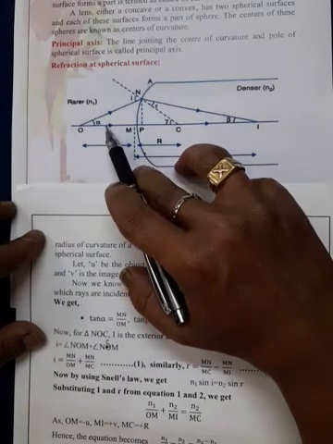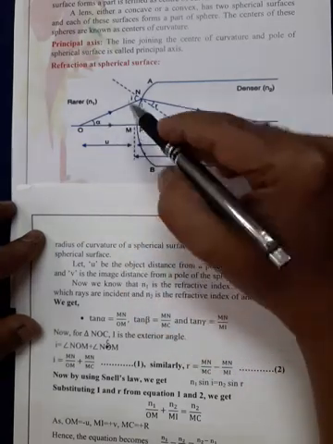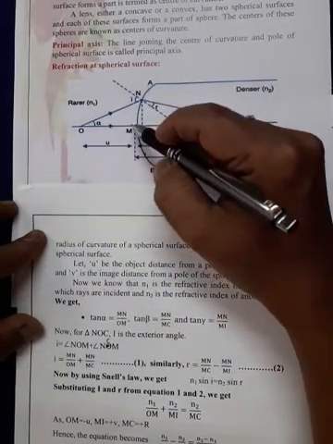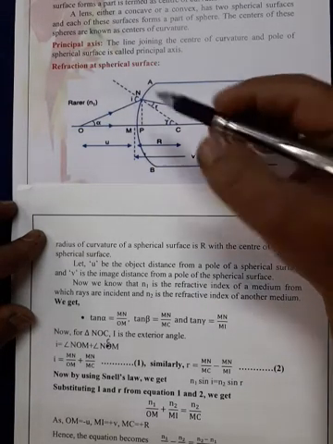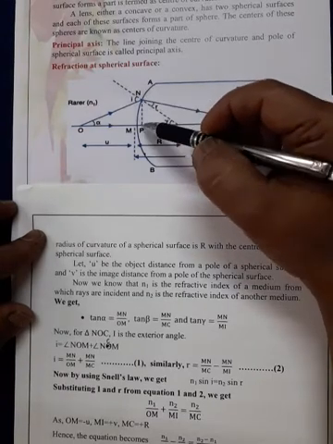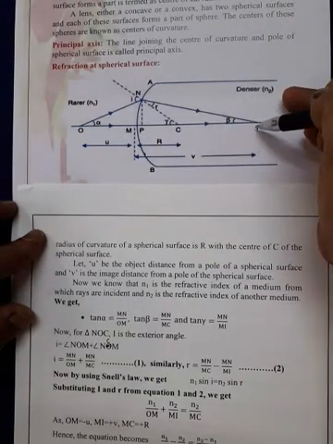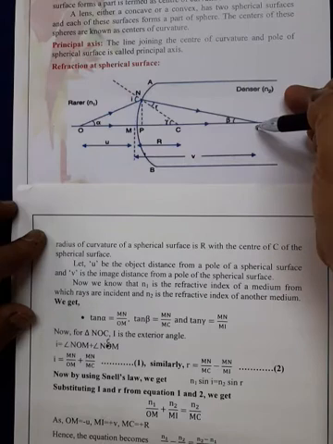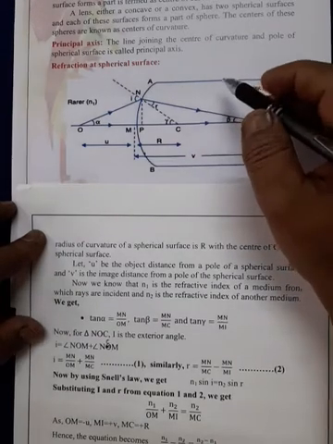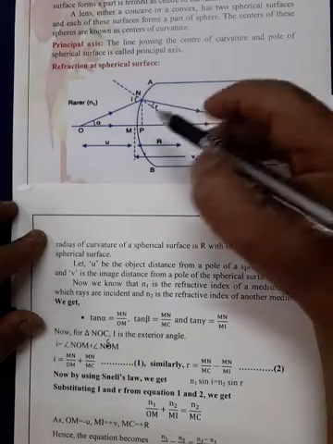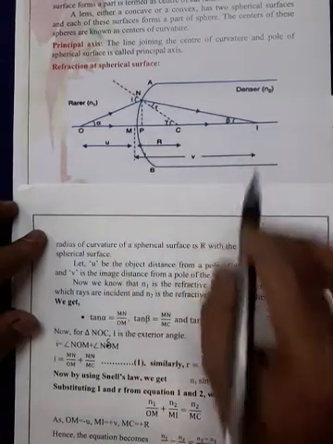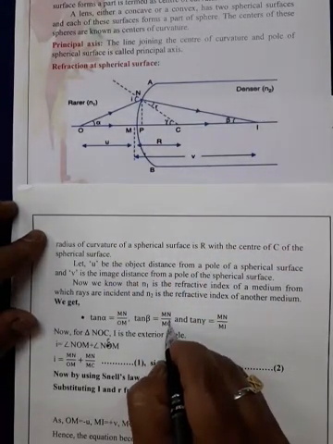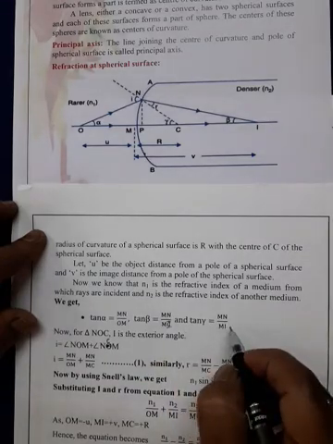This is nothing but alpha. Then the tan alpha is nothing but Mn by Om. In the same way, tan of beta becomes Mn by Mi. Now the tan of gamma becomes, for this angle, Mn by Mc.